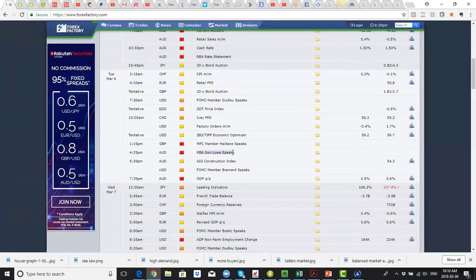Tuesday here, we have Reserve Bank of Australia Governor Lowe speaking. Usually we tend to have press conferences right after the cash rate statement, so this is the next day. So again, we'll have to watch out for this.